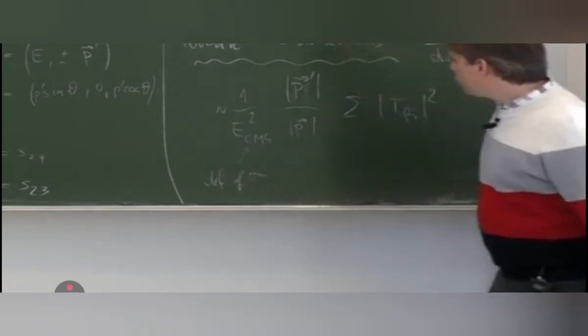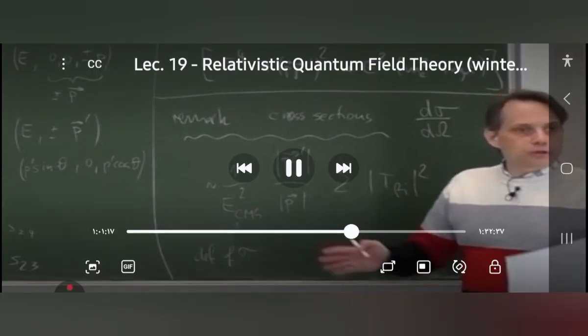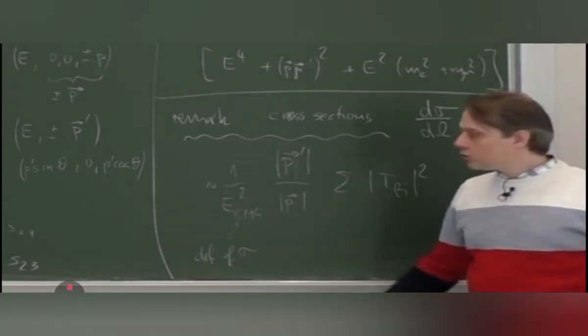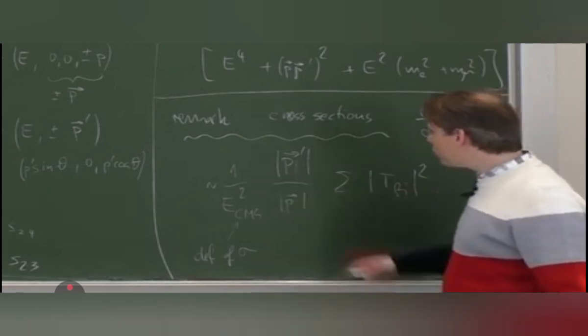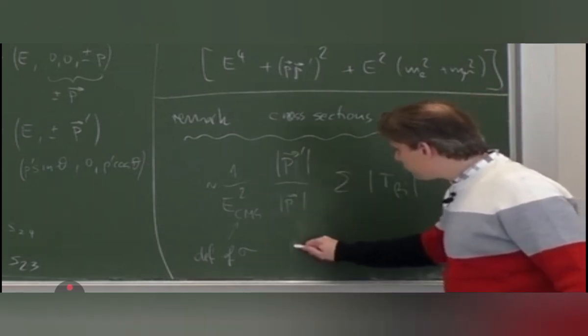And you know that cross-section has the unit of an area. An area means 1 over energy square in our units. So that gives us this unit of area. And then here we have that. This is the phase space factor.